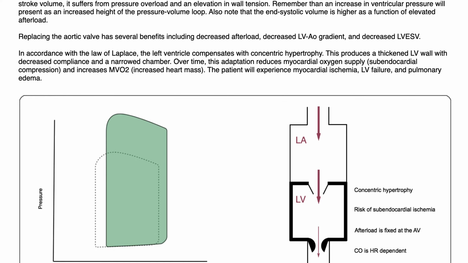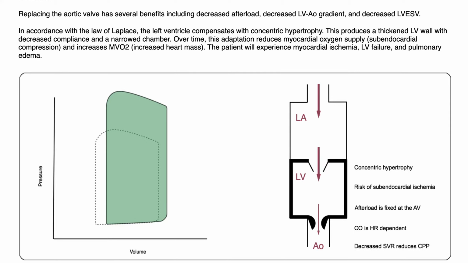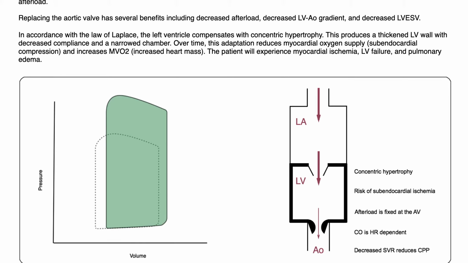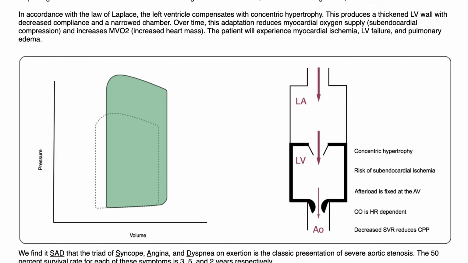Replacing the aortic valve has several benefits, including decreased afterload, decreased left ventricular aortic gradient, and decreased left ventricular end systolic volume. In accordance with the law of Laplace, the left ventricle compensates with a concentric hypertrophy. This produces a thickened left ventricular wall with a decreased compliance in a narrowed chamber.